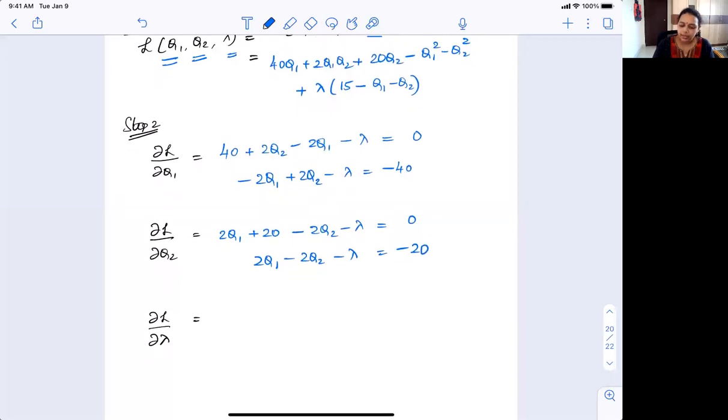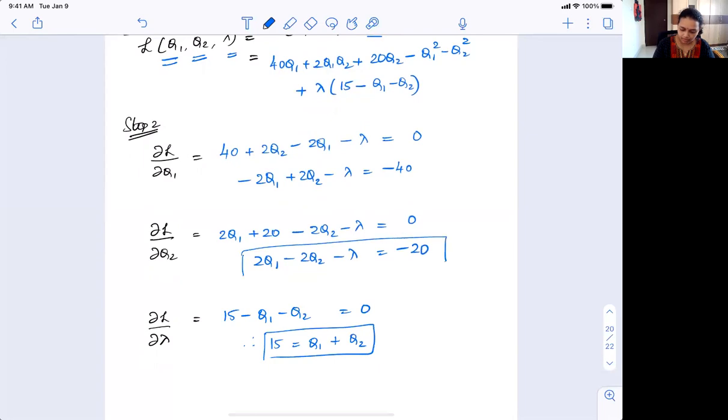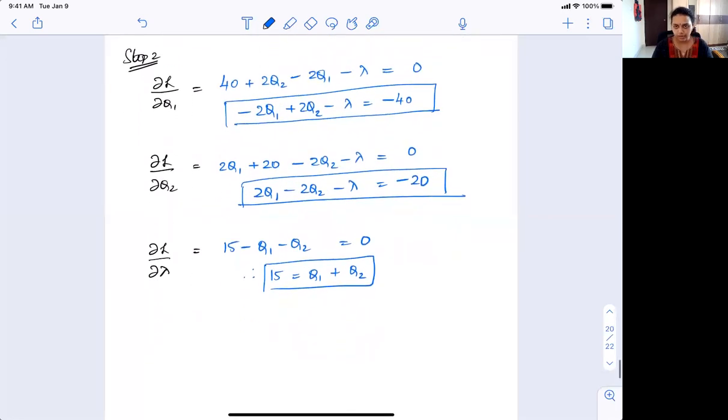The final one, dou L by dou lambda, as I told you in the previous example, is actually just going to give you your constraint. So you'll have 15 minus Q1 minus Q2 is 0. Therefore, 15 is equal to Q1 plus Q2. So we have 3 unknown variables, and we have 3 equations. So it is now going to be possible for us to solve and find a solution. Let me call this equation 1, this can be 2, and this can be 3.